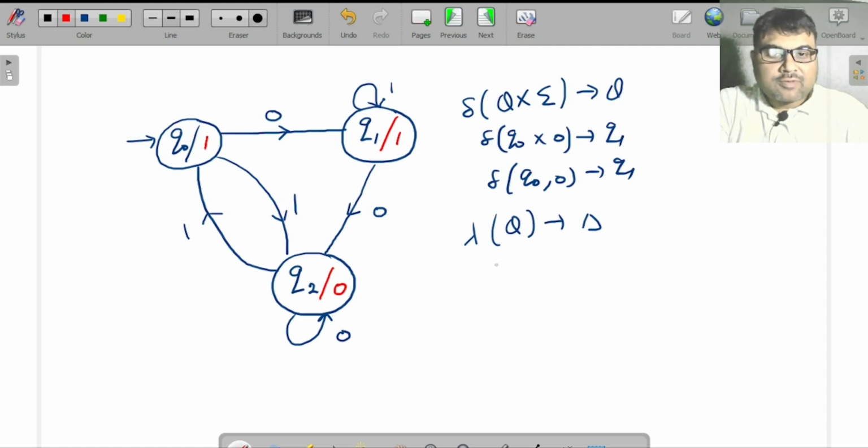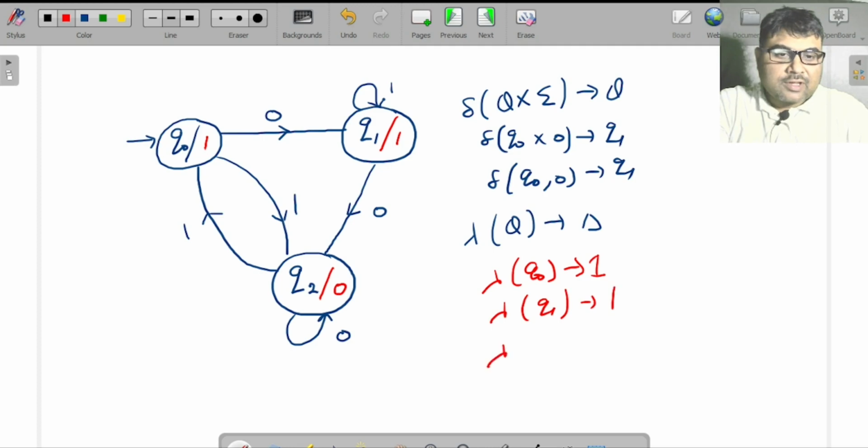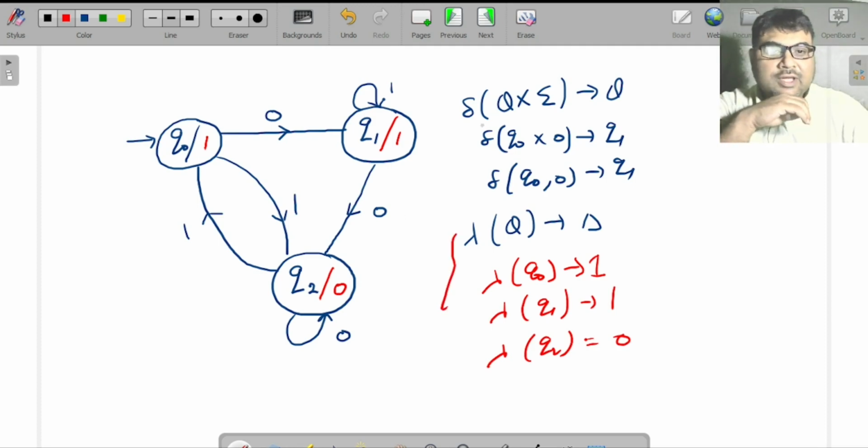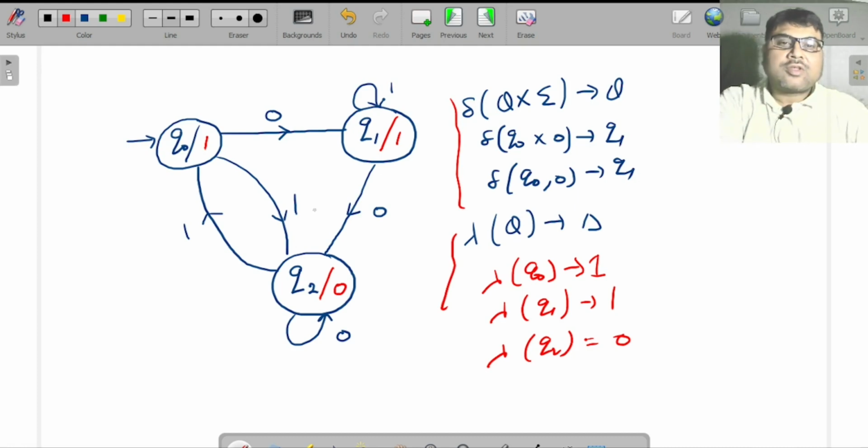So lambda Q naught, what output do we get? 1. Similarly, lambda Q1, what output? 1. Lambda Q2, what output? 0. So here is an output function, and here is the transition function according to the Moore machine. Moving further, let's draw the transition table for this one.